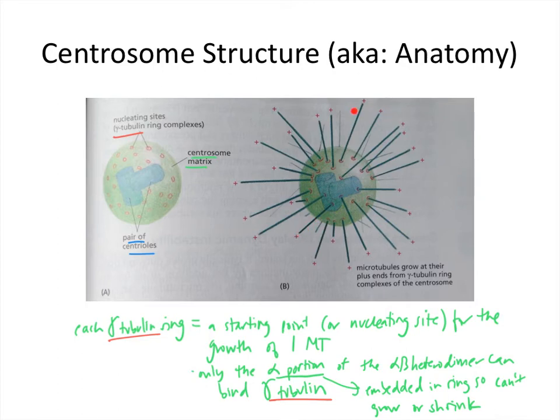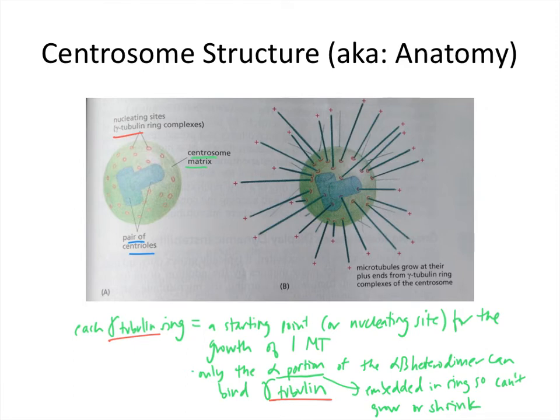Notice that the microtubules shown here are many different lengths, so this doesn't all happen in a coordinated fashion. Each of these microtubules acts on its own, so some of them are going to grow and shrink, and others will just continue to grow. And again, the minus end, which is embedded in this gamma-tubulin ring, cannot grow or shrink.